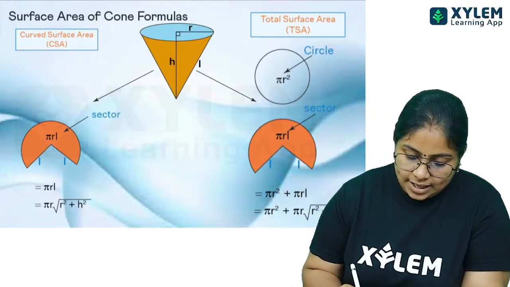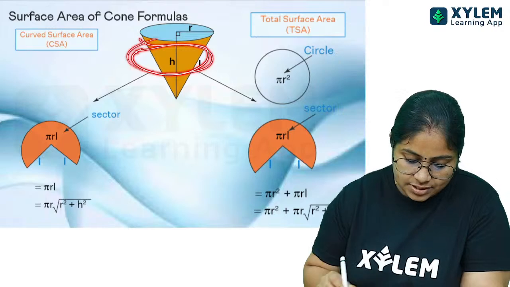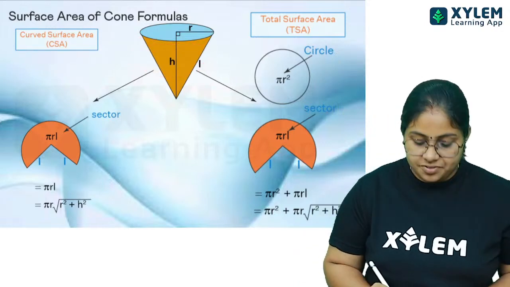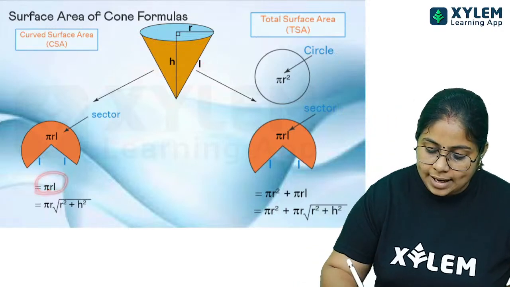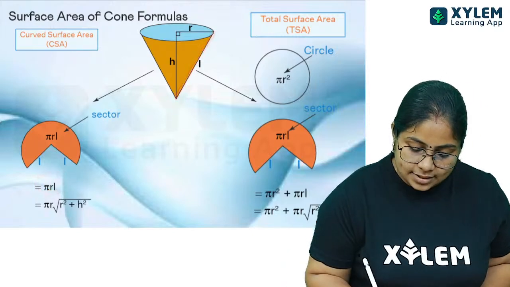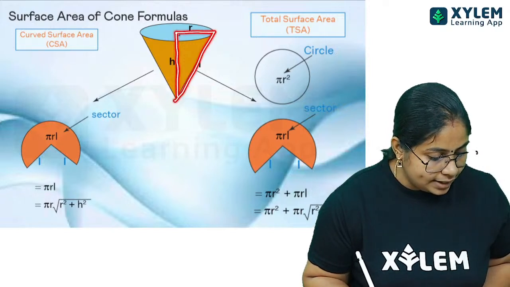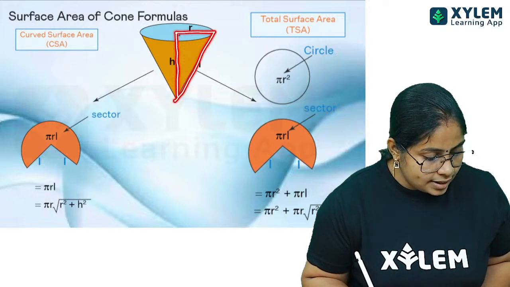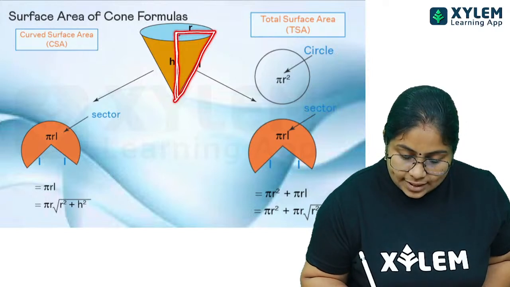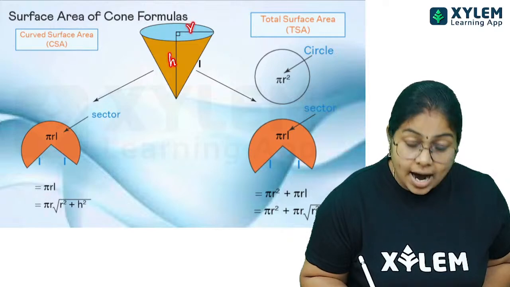So you know that its curved surface area is equal to pi rl. അതായത് ഇവിടെ ഒരു lateral face is also there. This lateral face, you can see, is in the form of a right angled triangle. Right angled triangle. Okay, you can see that this is the radius and this is the height of the cone.